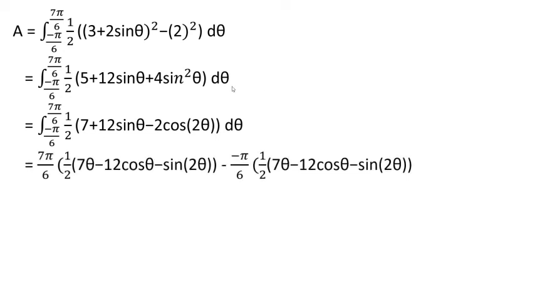And we integrate these equations to become, at 7 pi per 6, 1 over 2 times (7 theta minus 12 cos theta minus sin 2 theta), and minus, at minus pi per 6, 1 over 2 times (7 theta minus 12 cos theta minus sin 2 theta). And the answer is 11 square root 3 per 2 plus 14 pi per 3.